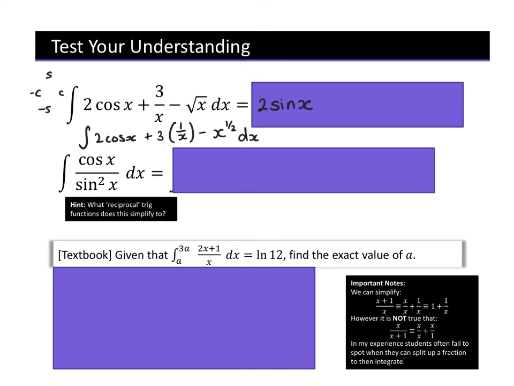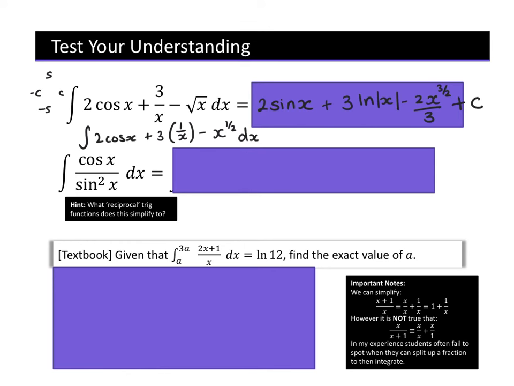3 lots of 1 over x. We know 1 over x integrates to ln of the modulus of x, so that's going to be 3 lots of ln of the modulus of x. And then x to the power of a half, increase the power by 1, 3 over 2, divide by the new power, so minus 1 divided by 3 over 2 is minus 2 over 3, and then plus c. So we're going to do the same for the second one.